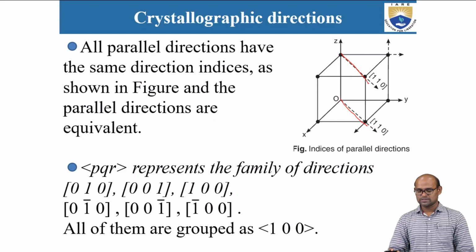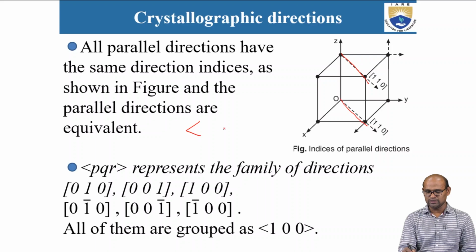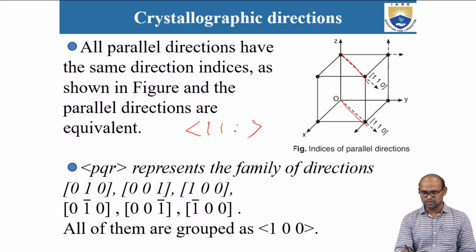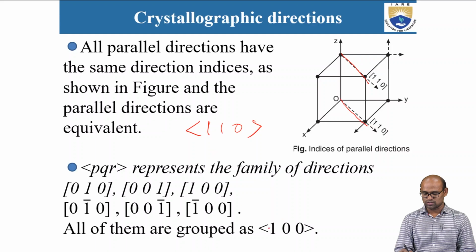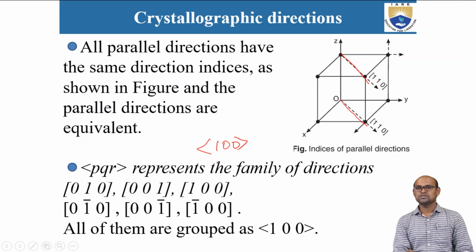So PQR in angular brackets represents the family of directions. Suppose you find something represented in angular brackets, like 1 1 0 or something, right? For example, 1 0 0 in angular brackets. So integers enclosed in angular brackets tell us about the family of directions.